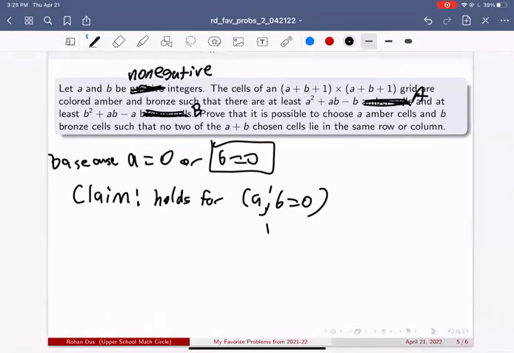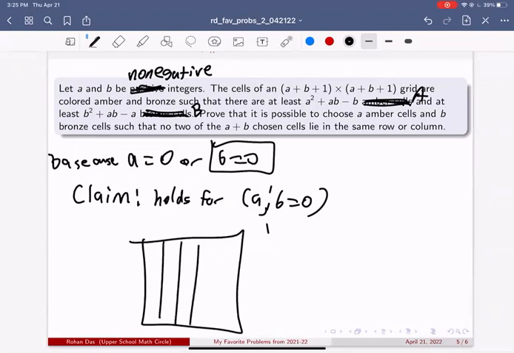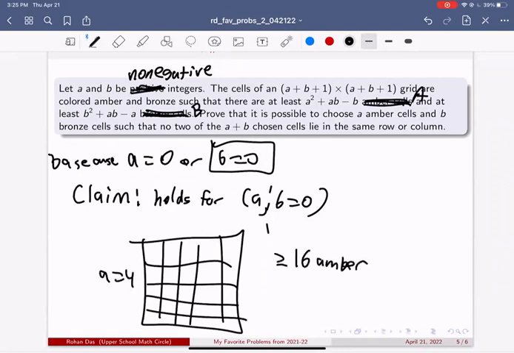we can have A plus 1 by A plus 1 grids. So this is for A equals 4. We have at least 16 amber cells and at least -4, which means at least 0 bronze. And we want to choose 4 amber cells such that no two are in the same row or column. And even so, this problem is hard to approach because there are bronze cells that can be scattered around anywhere, obstructing what we're trying to do.